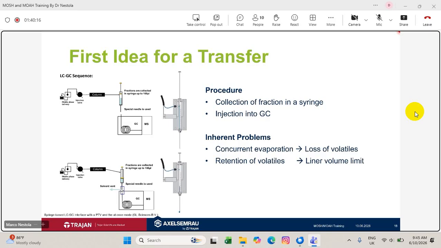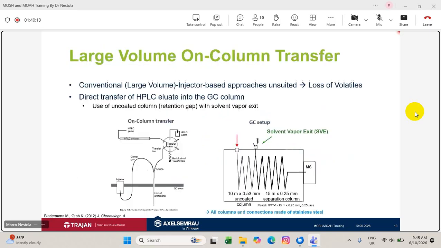So basically we needed to switch to another transfer technique, and therefore the so-called large volume on-column transfer was used. As I said, conventional injection is losing our volatiles. What we are doing here instead is we have a transfer valve which can just guide the eluent of our HPLC column into a T connector, or in this case a Y connector, not important, and we are mixing it with the carrier gas in here, and we are shooting it. So that's a mixture of gas and liquid.